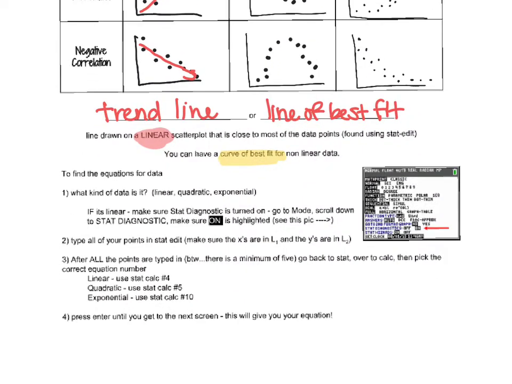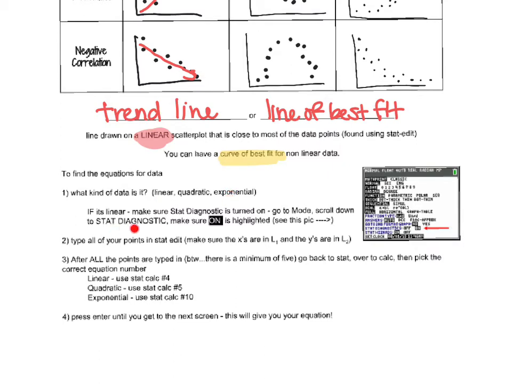There are a couple things that you're going to need to know in the calculator, so I've given you some steps here. First of all, how do you find the equation for the data in the calculator? That's one of our main focuses today: how do we find an equation to model the data that we have based on whatever our graph is. So first of all, we have to decide what kind of data it is. Is it linear, quadratic, or exponential?